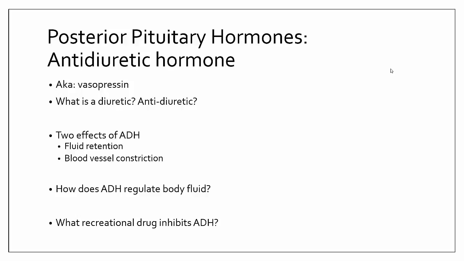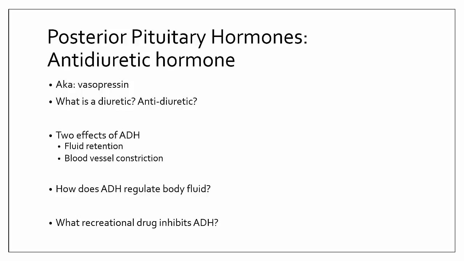So the two effects of ADH, the primary one is the fluid retention. If you have ADH, it's going down, it's working on the kidneys, okay, and it's causing the kidneys to hold on to water, to keep it in your body, to excrete less urine. The second effect of ADH is blood vessel constriction. Now this effect is kind of rare, okay? If your blood vessels constrict, then you increase blood pressure. That's just kind of standard.